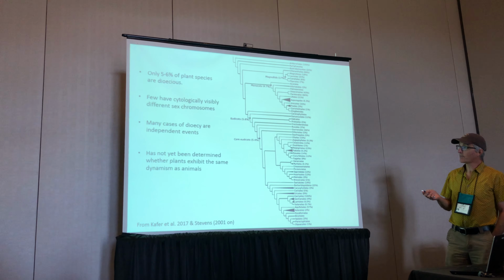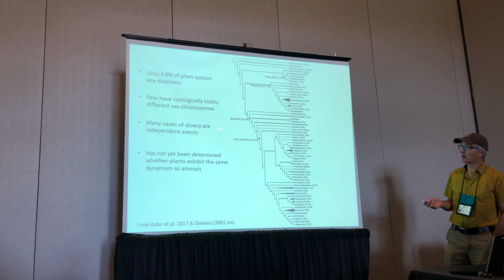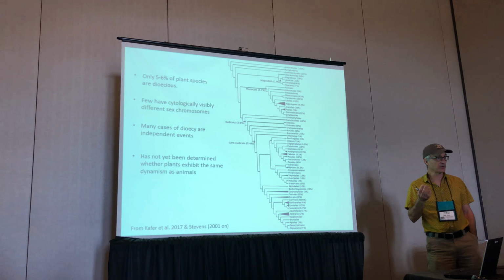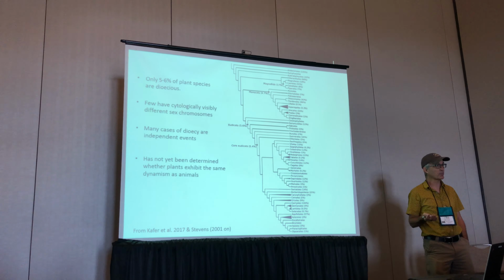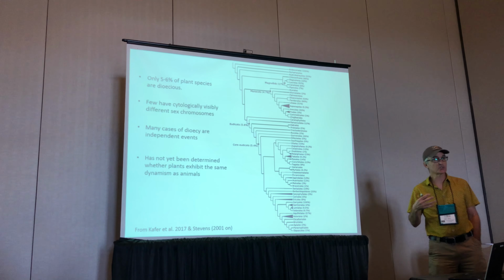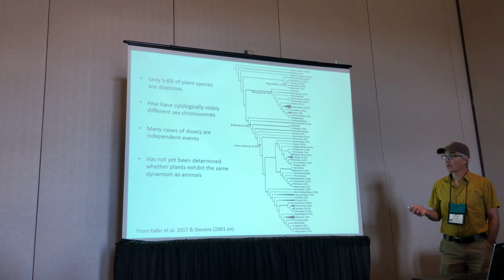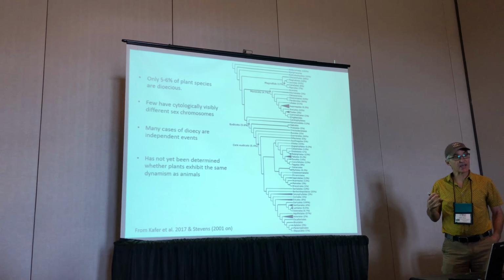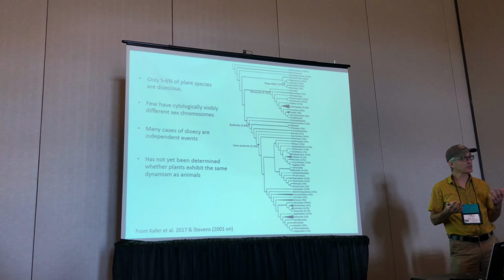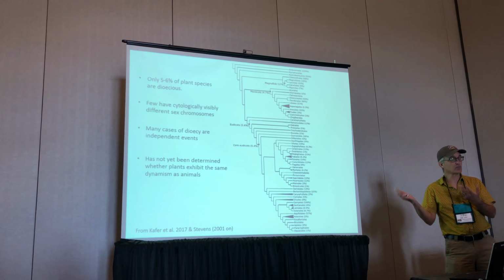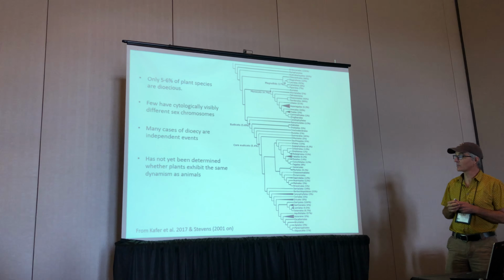Although only 5 to 6% of all plant species are dioecious, and few have cytologically visibly different sex chromosomes, there are many evolutionarily independent events in which dioecy has evolved from hermaphroditic ancestors. It also hasn't really been determined whether plants exhibit the same dynamism in these systems as animals do as far as the movement of the sex chromosomes.